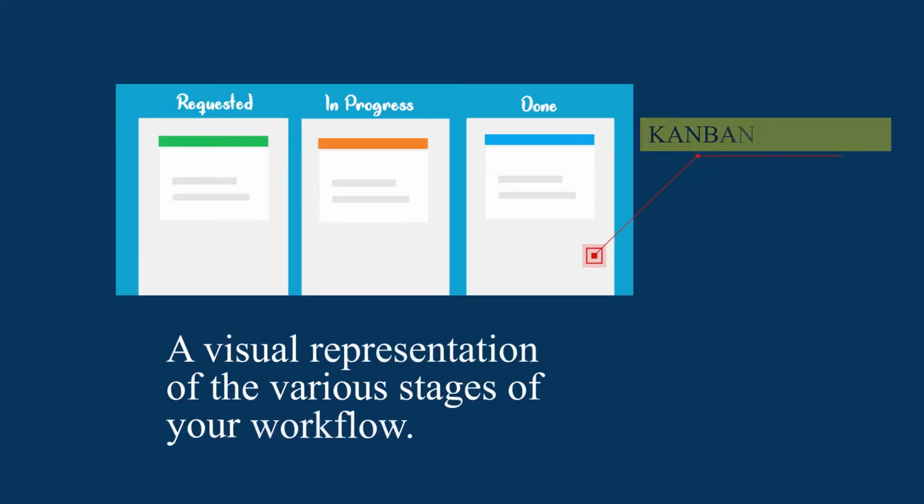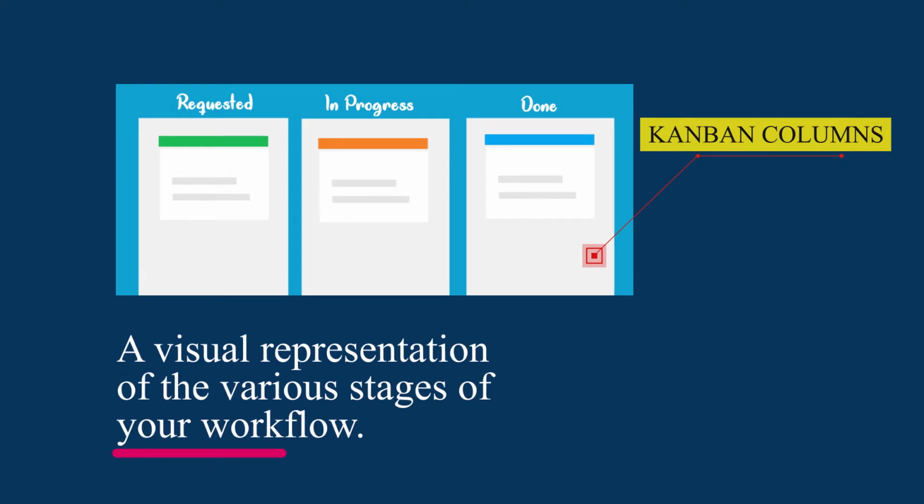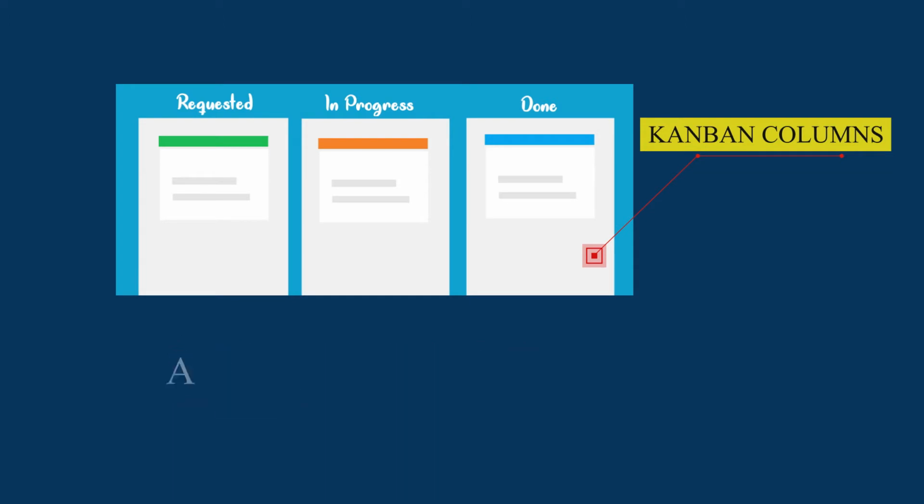Moving on, we have the Kanban column, and this represents the different stages of your workflow. Each Kanban card moves through these columns from left to right. The simplest Kanban board has 3 columns, which are to do, doing, and done. However, you can have more workflow stages depending on how complex your project is.